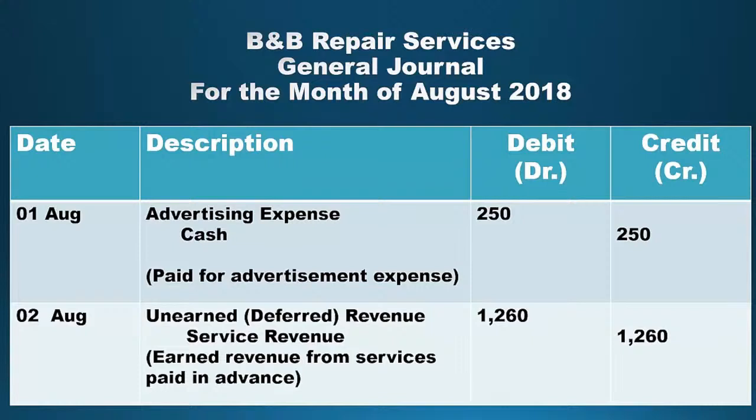To record this, we debit unearned revenue for $1,260 to show the decrease in this liability. Credit service revenue for $1,260 to record the income earned. The narrative for this entry is earned revenue from services previously paid in advance.